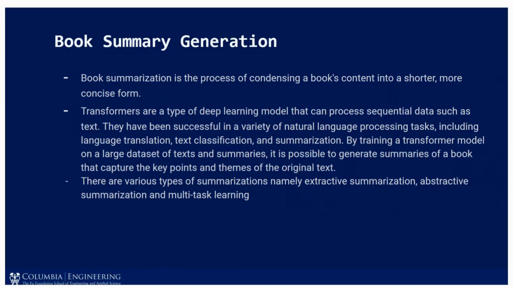But with the advent of deep learning and natural language processing, it has now become possible to use transformers to automatically summarize books. Transformers are a type of deep learning models that can process sequential data, such as text. They have been successful in a variety of natural language processing tasks, including language translation, text classification, and summarization. By training a transformer model on a large dataset of text and summaries, it is possible to generate summaries of a book that capture the key points and the themes of the original text.